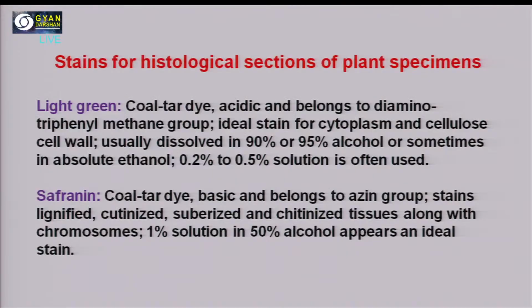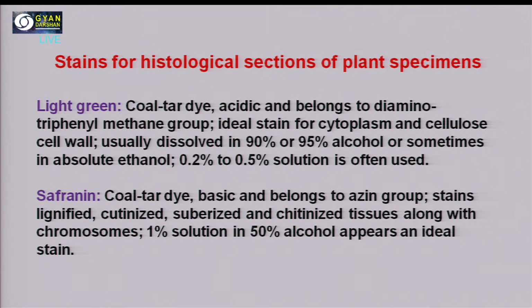So in this case the two stains that we normally use are light green and safranin. Light green is a coal tar dye, acidic, and belongs to the diamino triphenyl methane group. This is an ideal stain for cytoplasm and cellulose cell wall, that means mostly the parenchymatous tissues. These are visualized by staining with light green. You prepare light green by dissolving it in 90 to 95% alcohol. It may be 90% or 95%, or sometimes absolute alcohol. Normally we use a 0.2 to 0.5% solution.